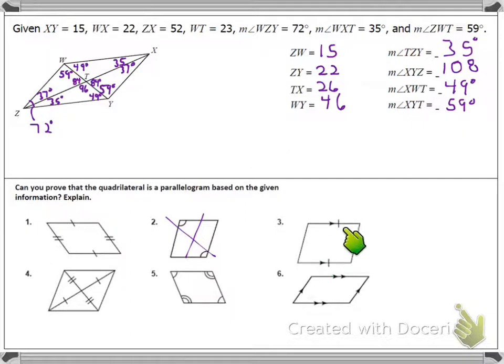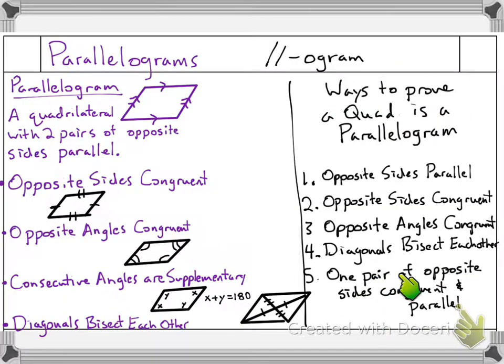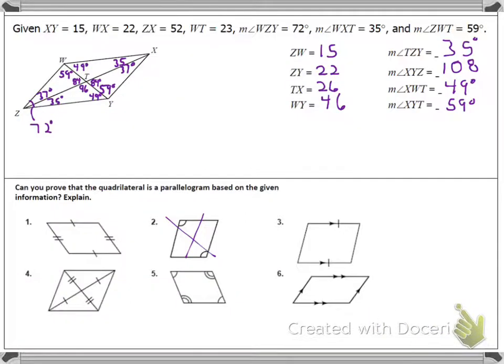This one, number 3, I have one set of opposite sides that are congruent and parallel. So that's the 5th reason we have right here. One pair of opposite sides congruent and parallel. We'd provide that reason. You can write that on your own.